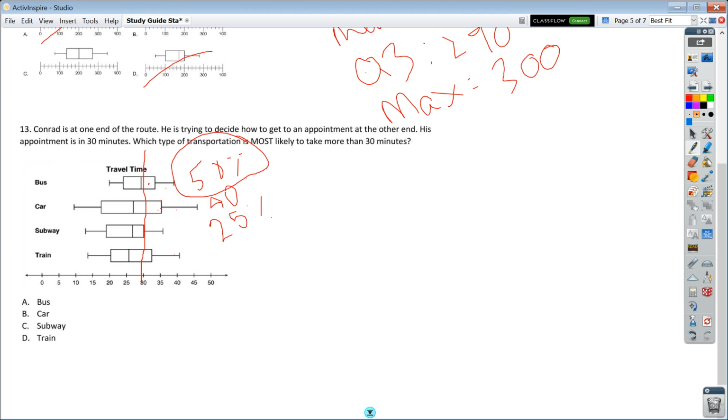So in this case, the one that's going to take the most, more than 30 minutes, is going to be the bus because it has 50% at 30 minutes. So the answer's A.